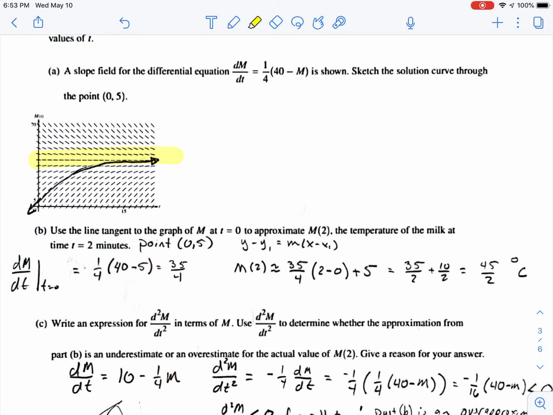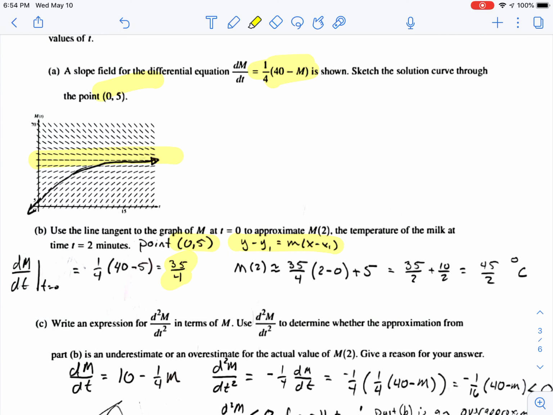Line tangent. Anytime we do a line tangent, you're just looking for point slope. So we need a point and a slope. It already gives us the point right here, 0, 5. The slope, we just plug in 5 into our differential equation here to figure out what is the rate at which the milk is changing right at time equals 0. And so we find that it's 35 fourths. And so we have this equation.